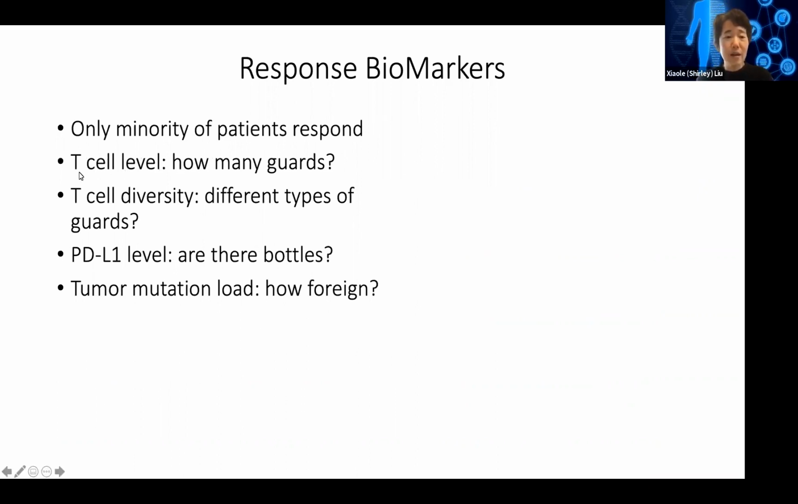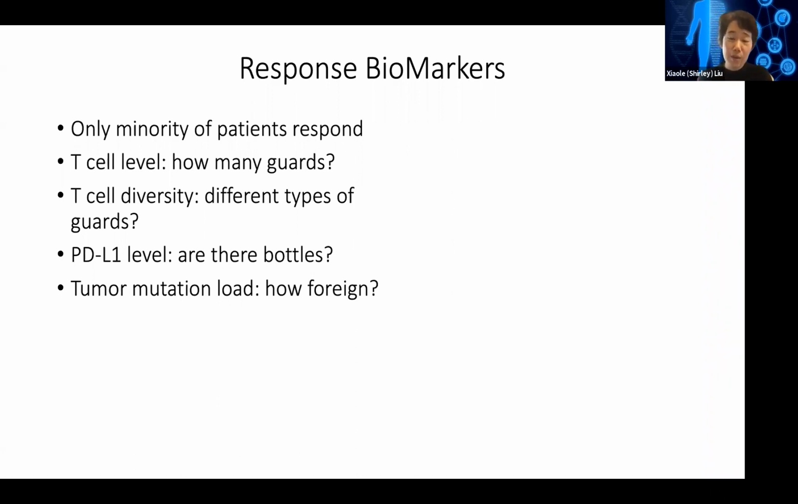The first is T cell level, which means whether T cells are infiltrating the tumor. You can imagine the guard example from before. If T cells are like guards, you want to make sure there are many guards already in the tumor. Maybe they are only tipsy, so you can wake them up.